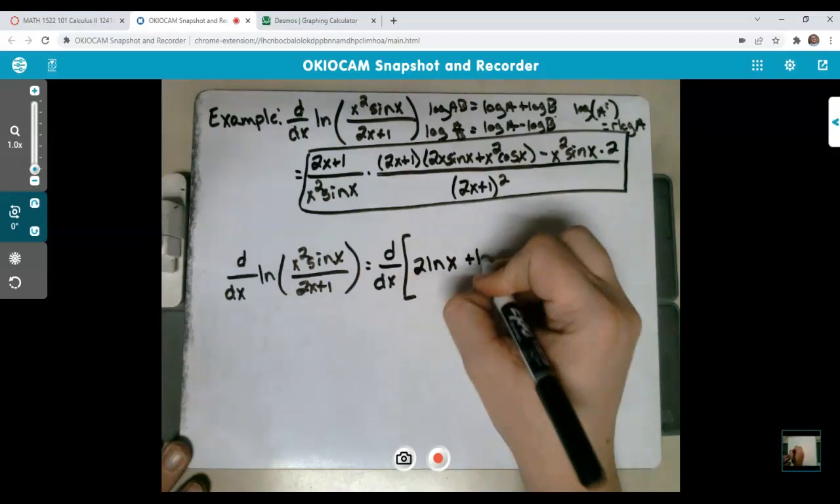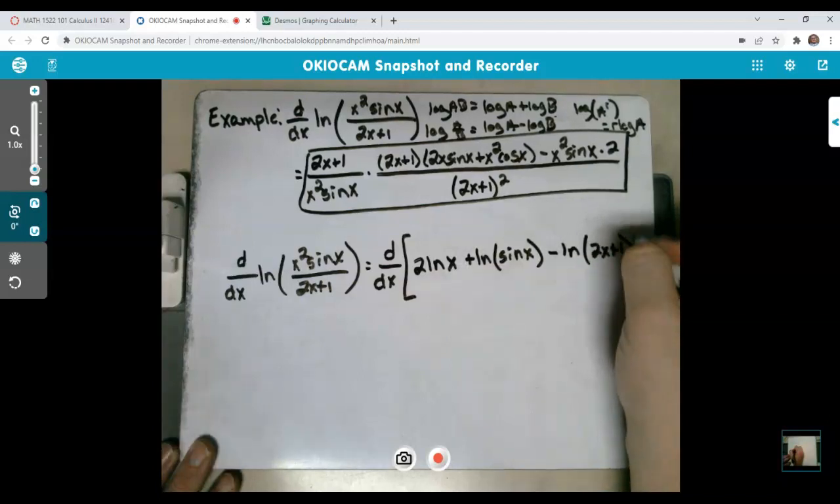Again, because this is a product, I can do ln of x squared plus ln of sine. But because it's x squared, I can bring my 2 down. So 2 ln x came from the x squared, and then ln of sine of x. And then I'm dividing that by 2x plus 1. So using this rule right here, I can subtract ln of 2x plus 1.